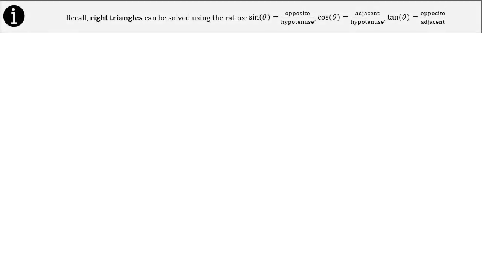First, for right triangles, solving involves using the ratios where the sine of some angle is equal to the side opposite that angle over the hypotenuse, or the cosine of an angle is equal to the side adjacent that angle divided by the hypotenuse, or the tangent of an angle is equal to the side opposite the angle divided by the side adjacent the angle.